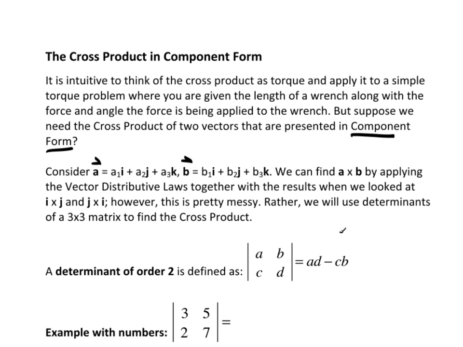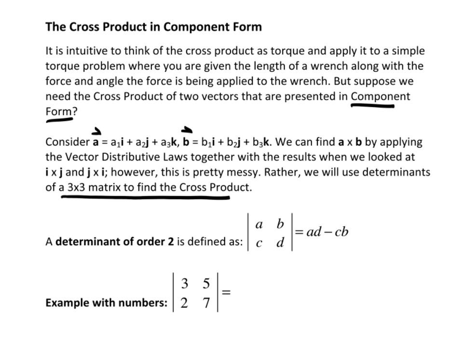Now we can find A cross B by applying the vector distributive laws together with the results that we looked at when we considered the idea of I cross J and J cross I. However, this is really pretty messy. So rather, let's take a look at the idea of using a 3x3 matrix to find a cross product.